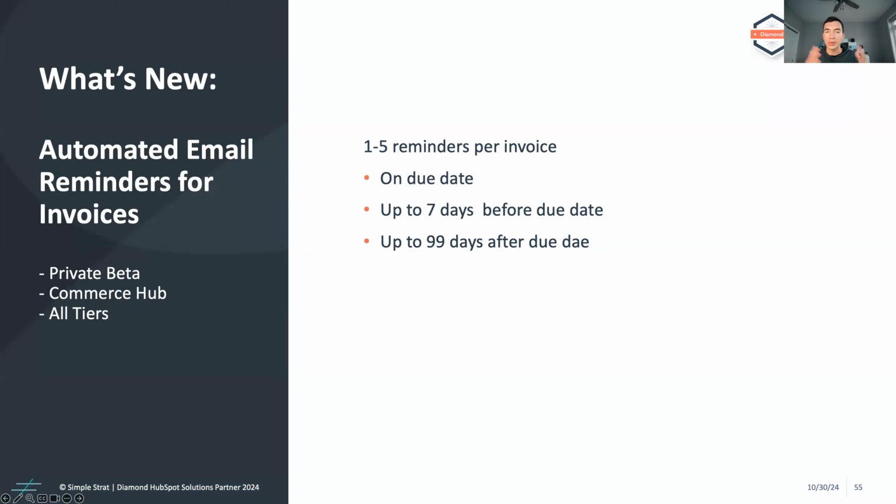All right, this one is in private beta, so I don't have a picture for this one. I wasn't able to get into it before I had to do the webinar. But this one is going to make it much easier for us to collect on our HubSpot invoices. We can now set up automated email reminders, no workflows required. It's just a setting. We can set up to 5 reminders for invoices, and those reminders can be on the due date, up to 7 days before the due date, and up to 99 days after the due date. So set up the invoice, and HubSpot's going to handle the reminders and help make sure we collect on those invoices as quickly as possible.